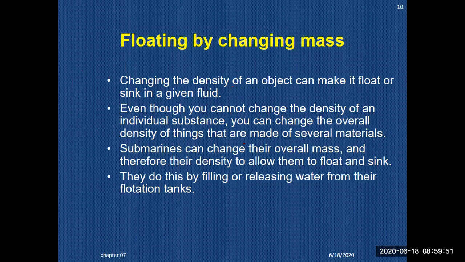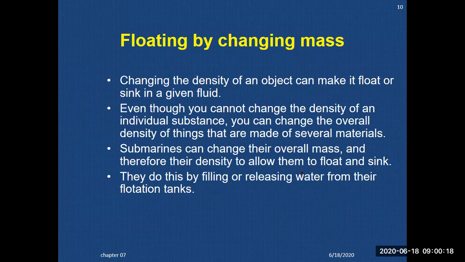Like if you wear a life jacket, basically as a whole, if you see the distribution of density in your body, that type of object is also included, which is attached to your body. It means you are basically trying to decrease the density of your body along with the jacket, with the help of the jacket, to float at the surface. Submarines can change their overall mass and therefore their density to allow them to float and sink.